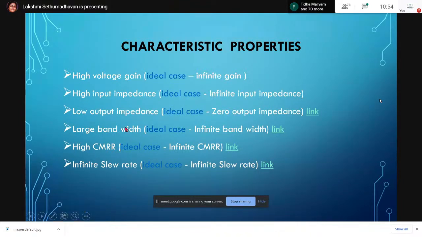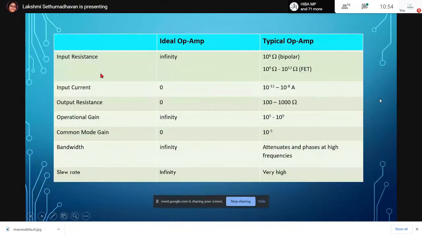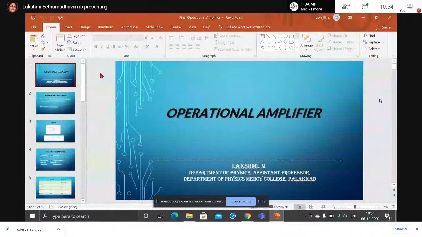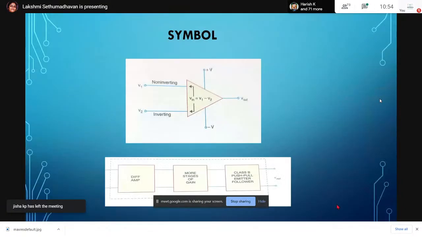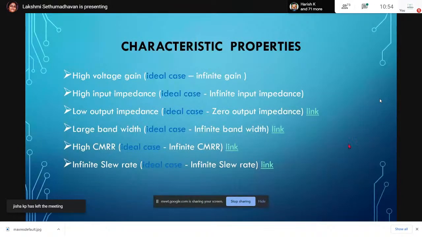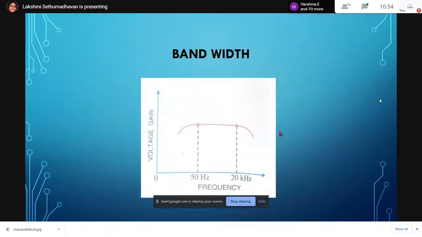Now coming to large bandwidth. You know what is bandwidth? It is the range of frequencies for which you will get a constant output voltage. So this is going to be my bandwidth. We'll call it lower cutoff frequency, upper cutoff frequency, etc.